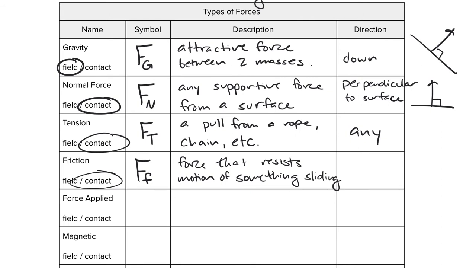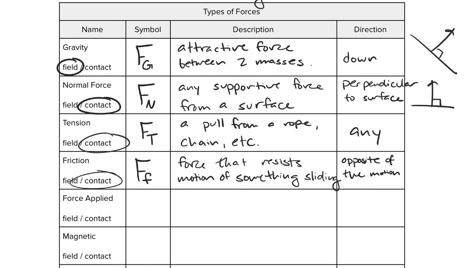And friction can technically go any direction, but it is specific to the motion. It always goes opposite of the motion. So if you're sliding a box to the right, friction's going to the left. If you are pushing something up a wall, friction's pushing down. Okay, it's always opposite of the motion. Not necessarily opposite of your force, but opposite of the motion.